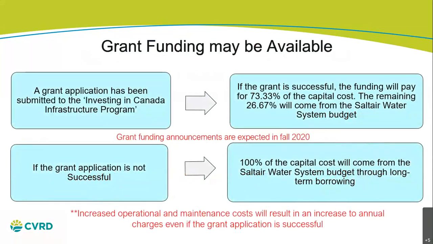So as I mentioned, we are hopeful that we'll be able to get a grant, and that's going to help substantially with our capital. The application has been put into one of the latest programs, the Investing in Canada Infrastructure Program, a federal and provincial program. If that grant is successful, the funding will pay for 73% of the capital costs. So that will help a lot. And then only a little over 26% will come from the Saltair customers. So we're very hopeful that we'll be successful in that application. However, if it's not successful, then the capital costs will have to come from the customers, and we will be seeking long-term borrowing approval for that.